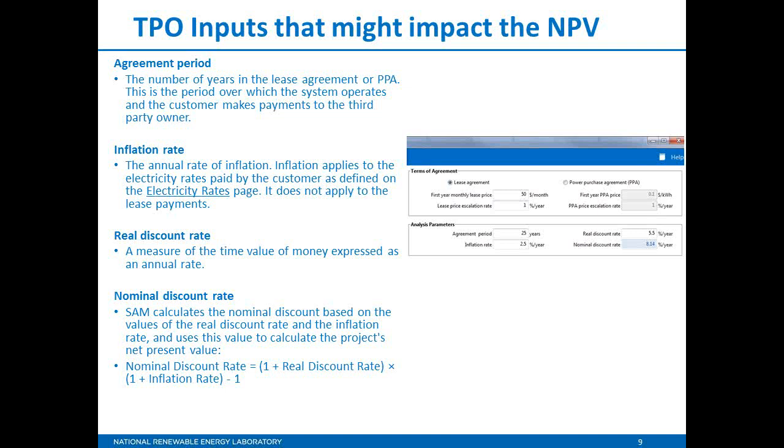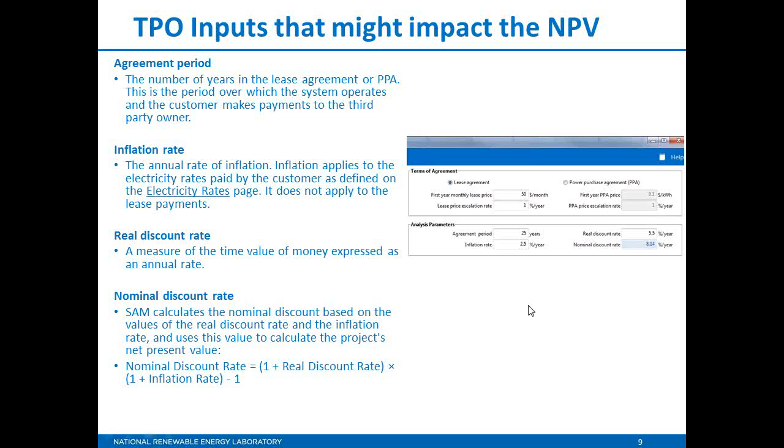The real discount rate, again, that's the measure of the time value of money, and that's also something that people may want to vary to understand the sensitivity of the results to the discount rate. The nominal discount rate is then calculated from the real discount rate, and either of those can be used in your analysis.